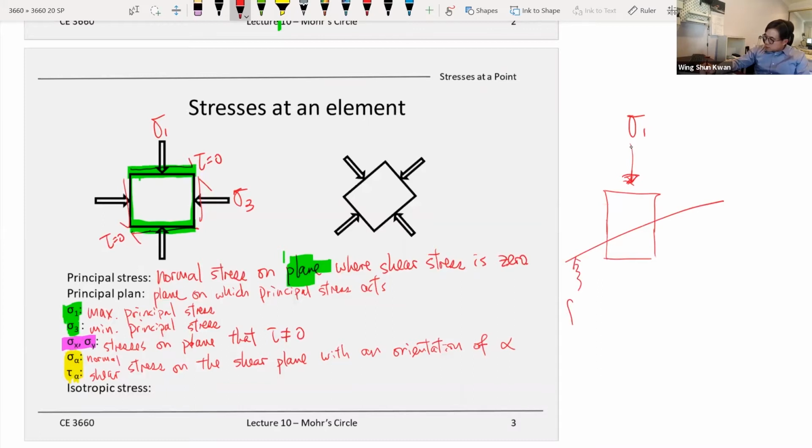So this is the failure plane. On this plane, it has an orientation of alpha. And it also has stress acting on it: the normal stress, and the shear stress with the orientation alpha acting on the plane. Any questions?